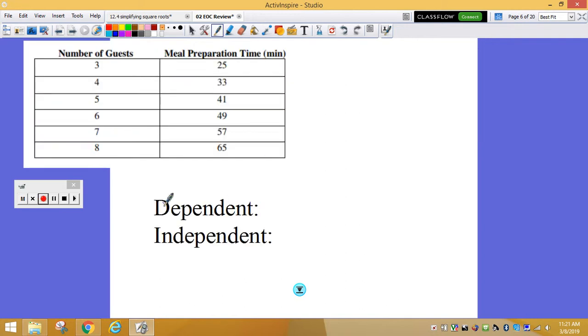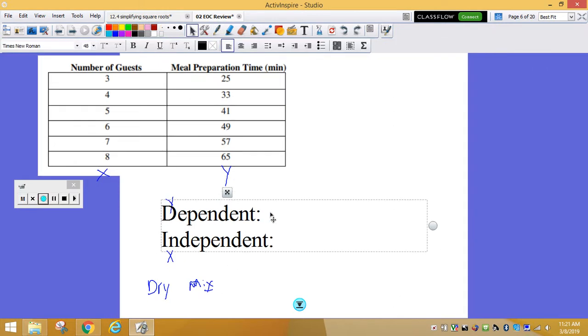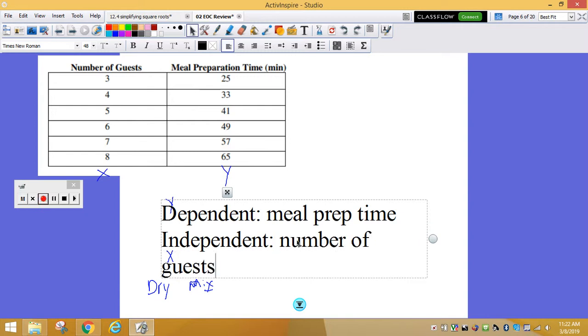All right, dependent and independent. Again, this is where I want my DRY MIX. So dependent is the y, independent is the x. Here's how I remember that. DRY, dependent is y, and then MIX, independent is x. So tables always go x and y. So dependent is the y. So the dependent would be meal prep time, because that's my y. Independent is the x. X is the number of guests. So there's dependent and independent.